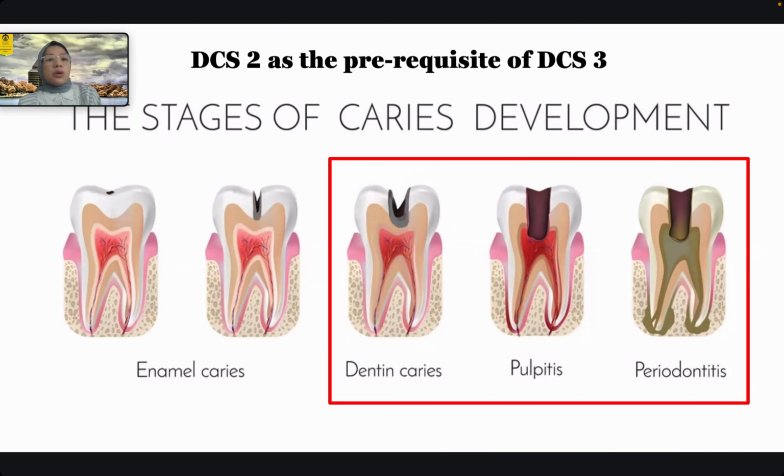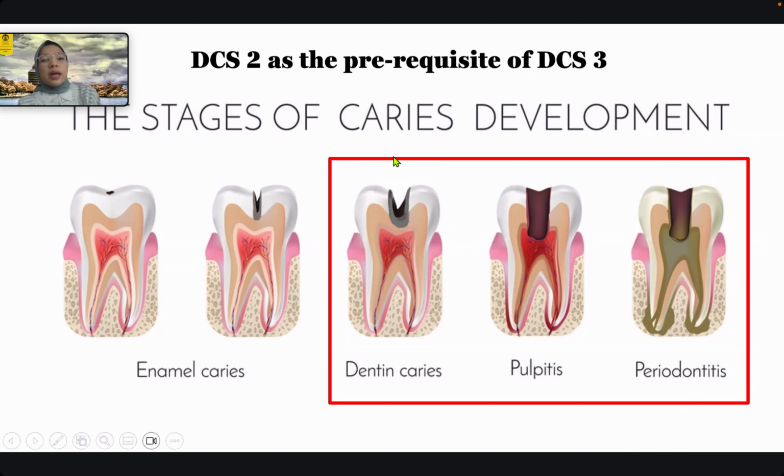So that's why I already told you before that DCS2 is related with DCS3, right? I always remind you that you have to understand well all the topics of the DCS2. Why? Because for the next semester, you will be facing the DCS3. So from this picture, you can see that the stage of the caries development is getting further if it turns into pulpitis. We call it pulpitis because it's an infection of the pulp.